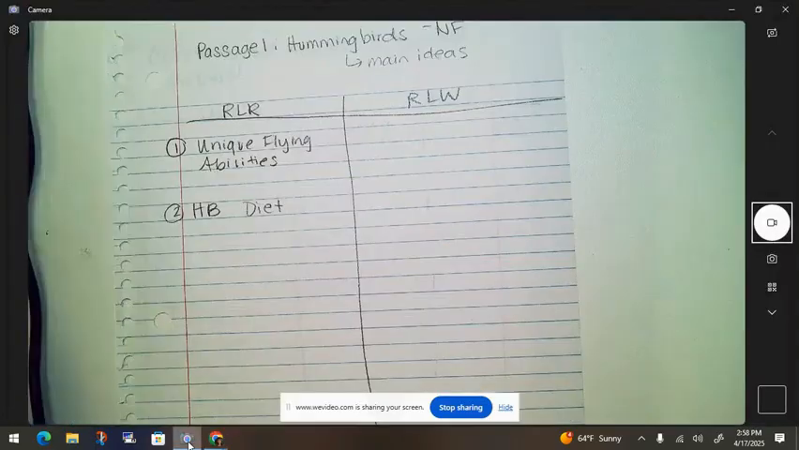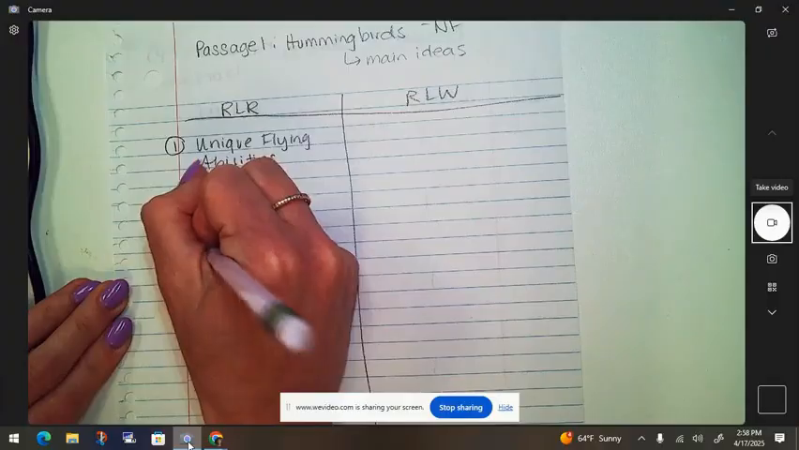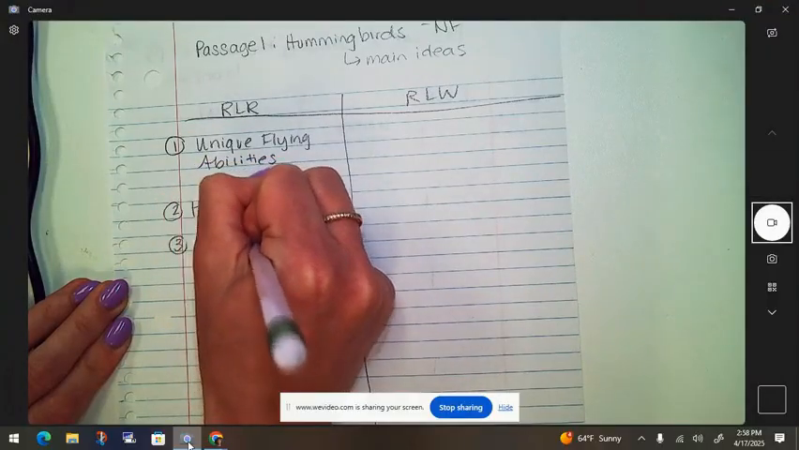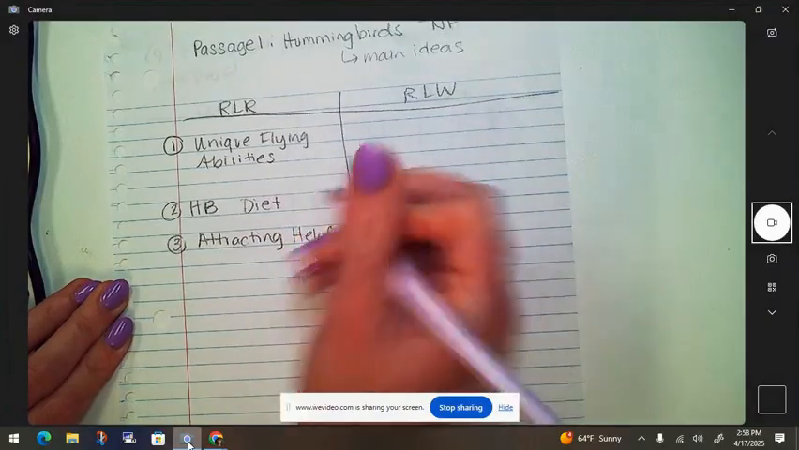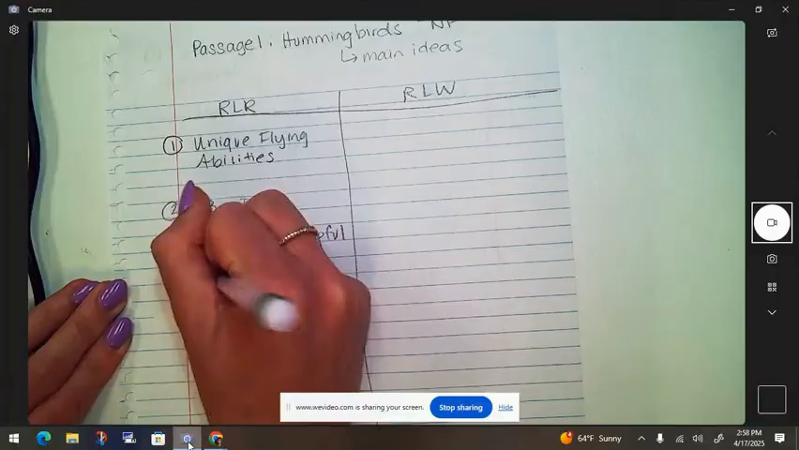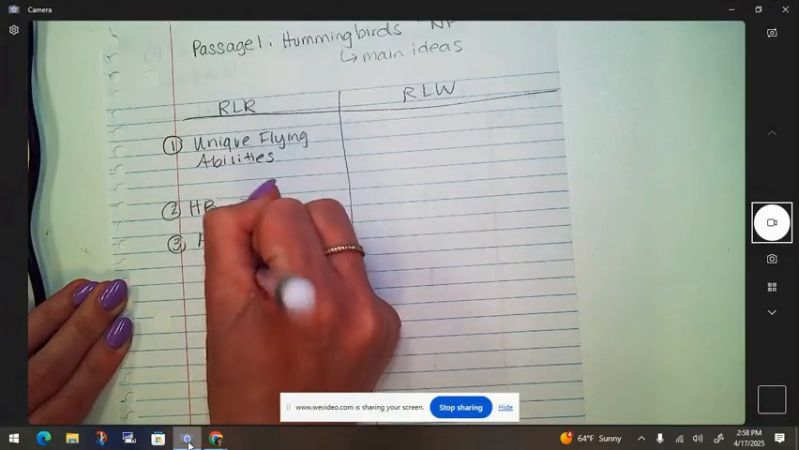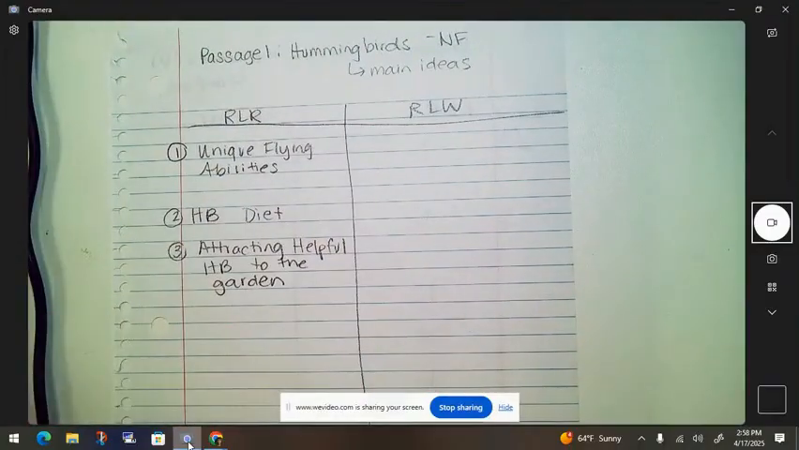So on my scratch paper, I think I'm going to put for paragraph 3, attracting helpful hummingbirds to the garden. I am almost shortening these like they're a heading or a title. So if you want to think about it like that, but a meaningful heading and title that's really going to tell me what that paragraph is about.